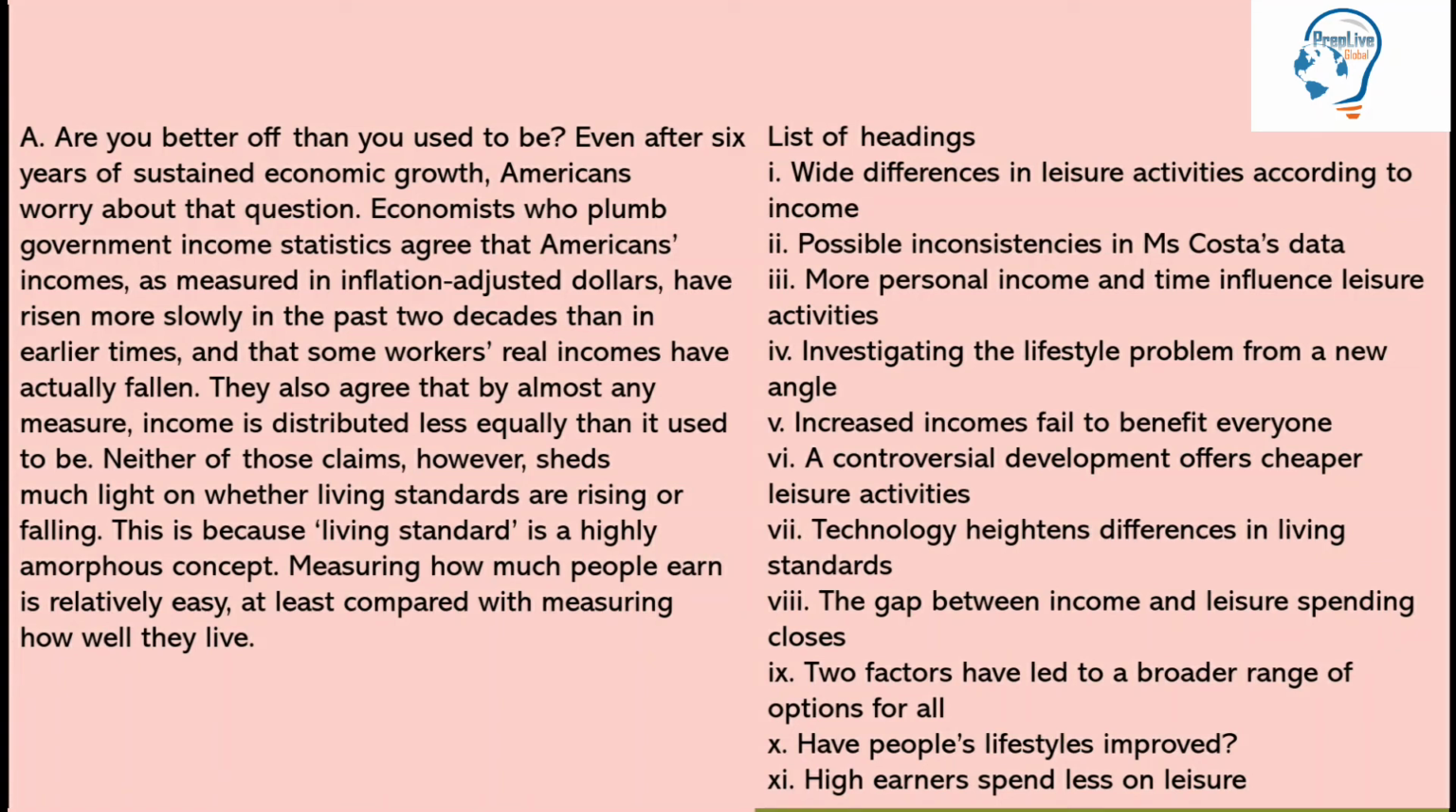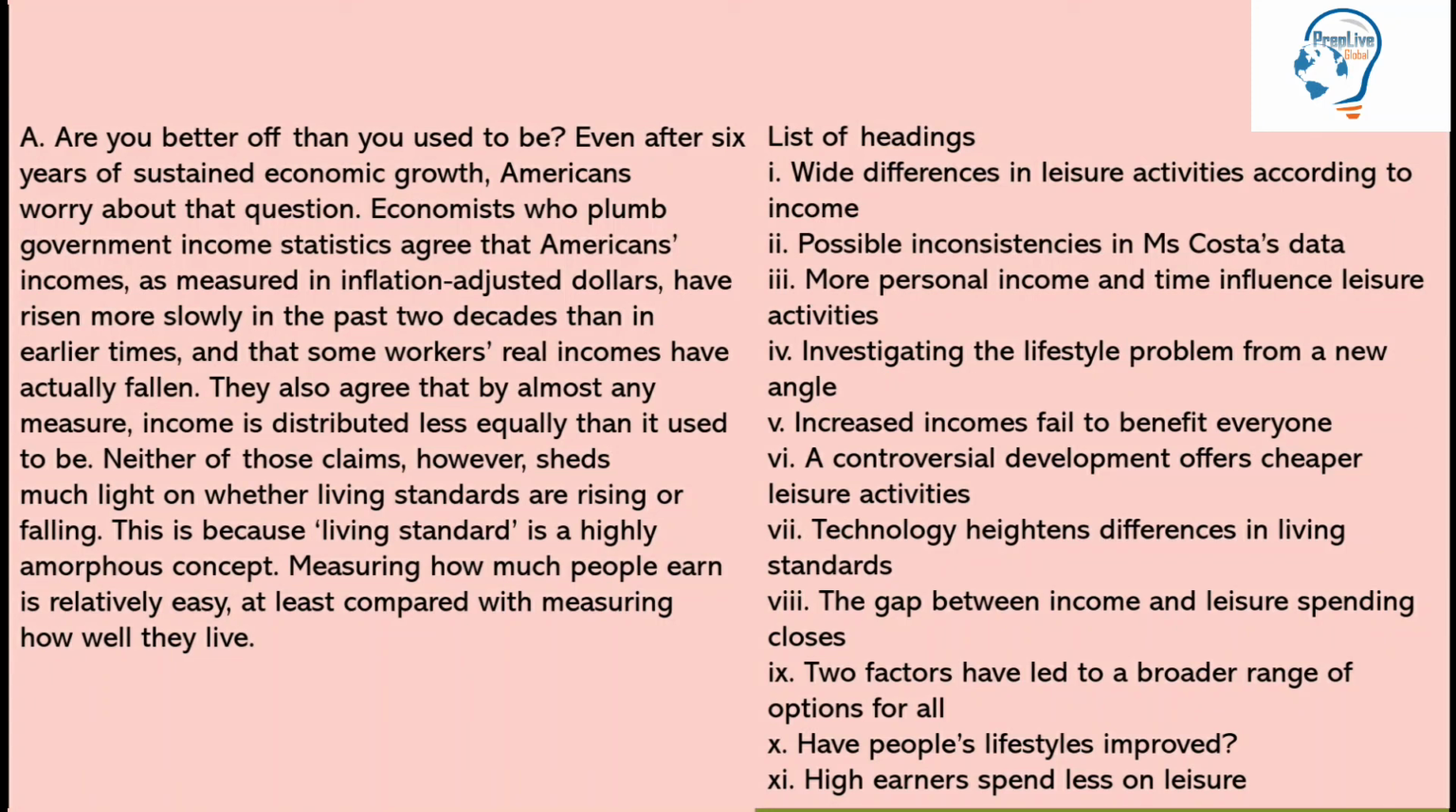Next is a controversial development offers cheaper leisure activities. There is no controversy here. This option is also wrong. Next option is technology heightens differences in living standard. Technology. They are not talking about that. This option is also wrong. Next is the gap between income and leisure spending closes. Again, they are not talking about this thing. Next is two factors have led to a broader range of options for all. In this, there are no two factors.